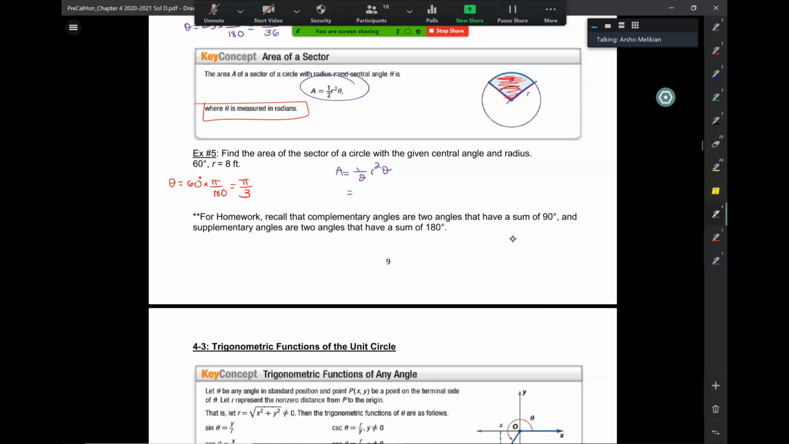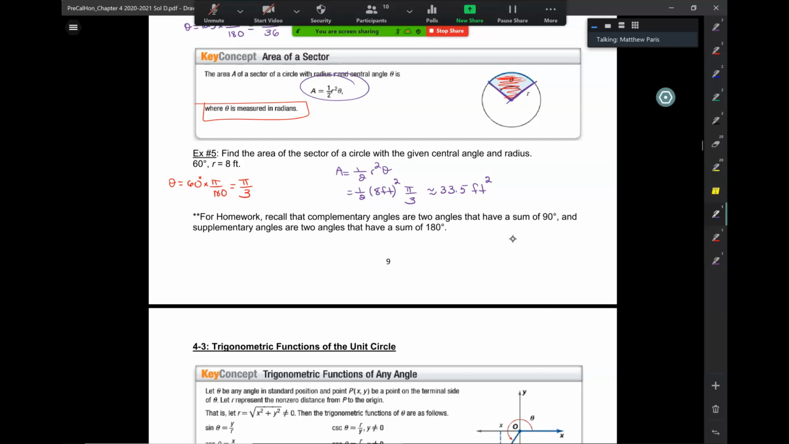So half r squared theta, this is half. Now we have 8 feet for the radius squared. Remember, this is area, we're squaring the units, times pi over 3. I'm just going to round it right off the bat. 33.5 feet squared. This is area. Units are big in Precalc Honors. Okay? All right.